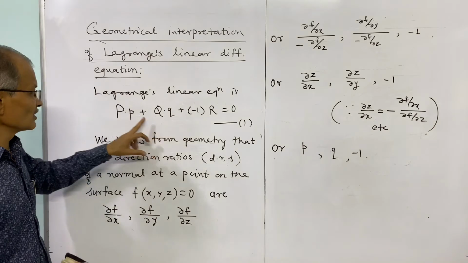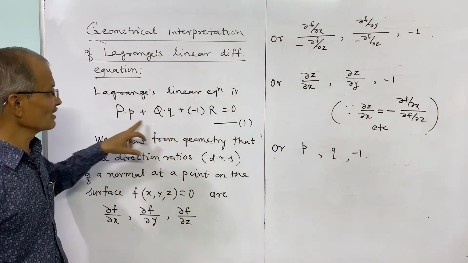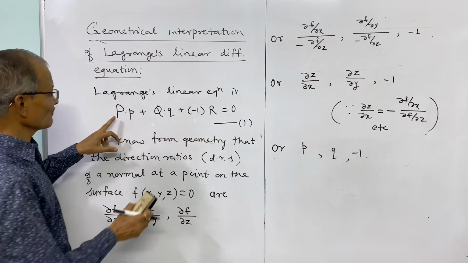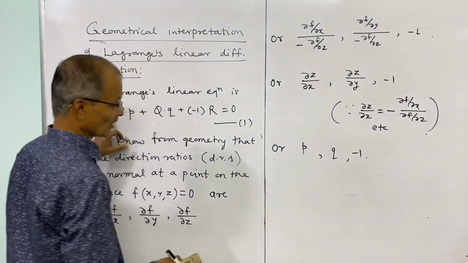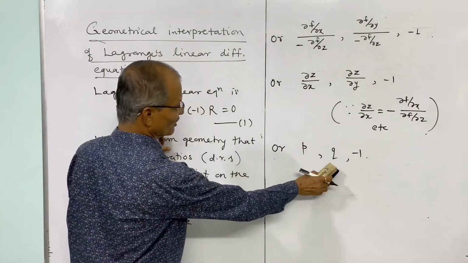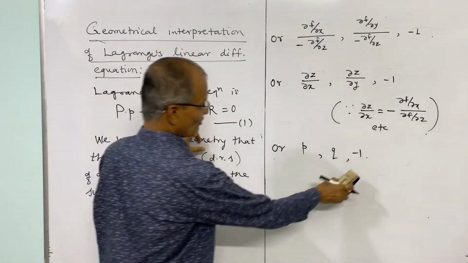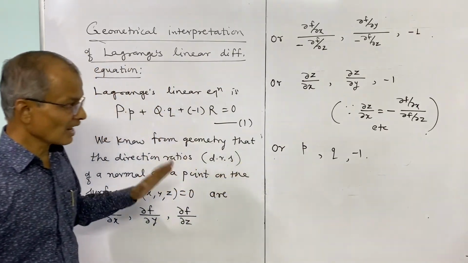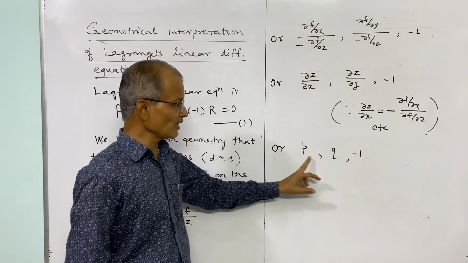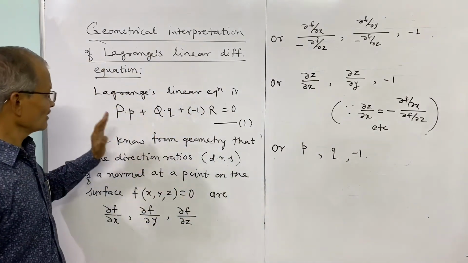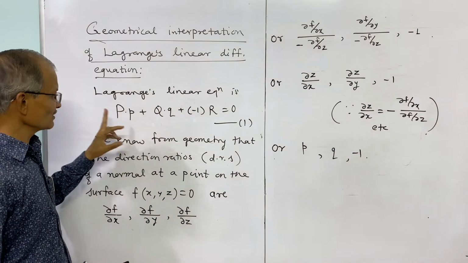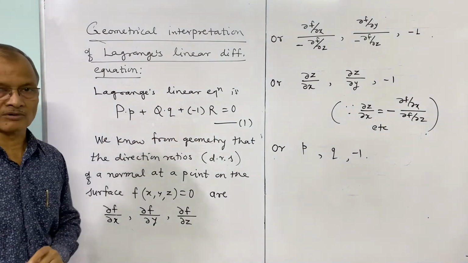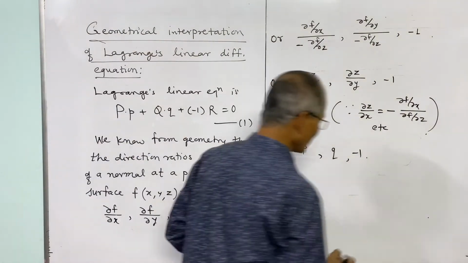Now look at equation 1 again. So p, q and minus 1 are here, and the product of capital P into small p, capital Q into small q and capital R into minus 1 is 0. This shows that the line whose DRs are p, q and minus 1 and the second line whose DRs are capital P, capital Q and capital R are perpendicular to each other.